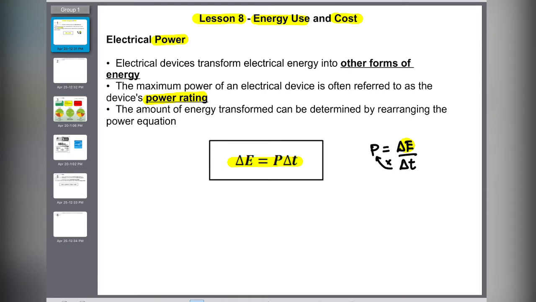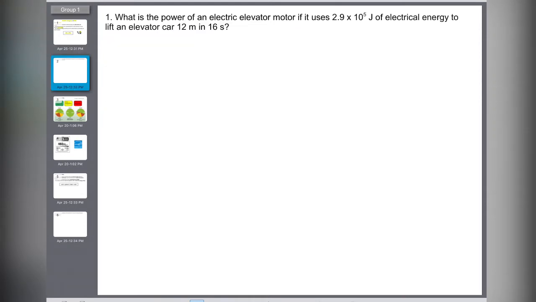Okay, so question 1. What is the power of an electric elevator motor if it uses 2.9 times 10 to the 5 joules of electrical energy to lift an elevator car 12 meters in 16 seconds? Okay, so they're asking for power. So we know that power is basically the change in energy over the time.